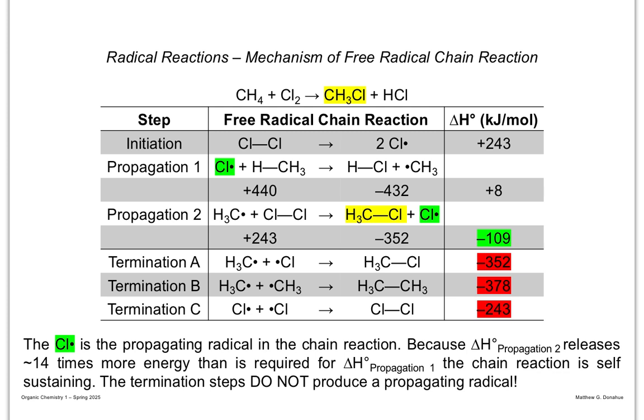So here's the slide with the numbers in, and the green, again, to reiterate, the green value is showing you that you do produce enough heat to meet the value from that step. These red ones are terminations. Notice there's no other radical formed here.